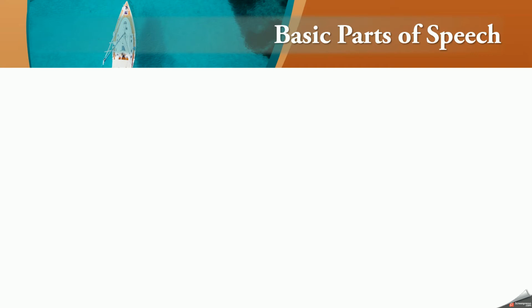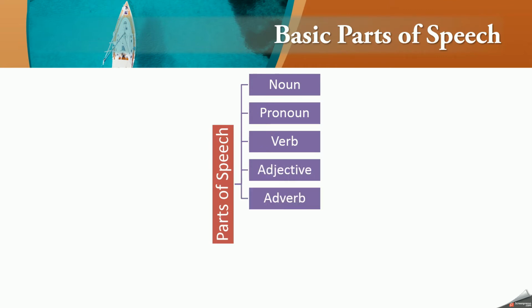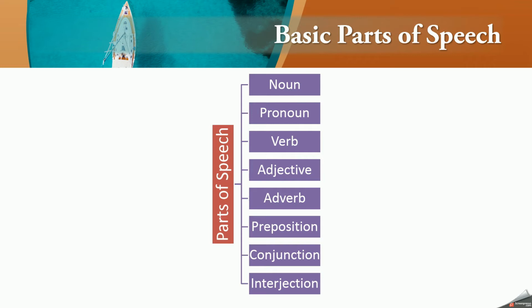Basically, our English grammar contains these basic parts: noun, pronoun, verb, adjective, adverb, preposition, conjunction, and interjection. We will be seeing each one of them in detail. First, we'll see each one of them in brief, and then we will be dealing with each of them in detail.